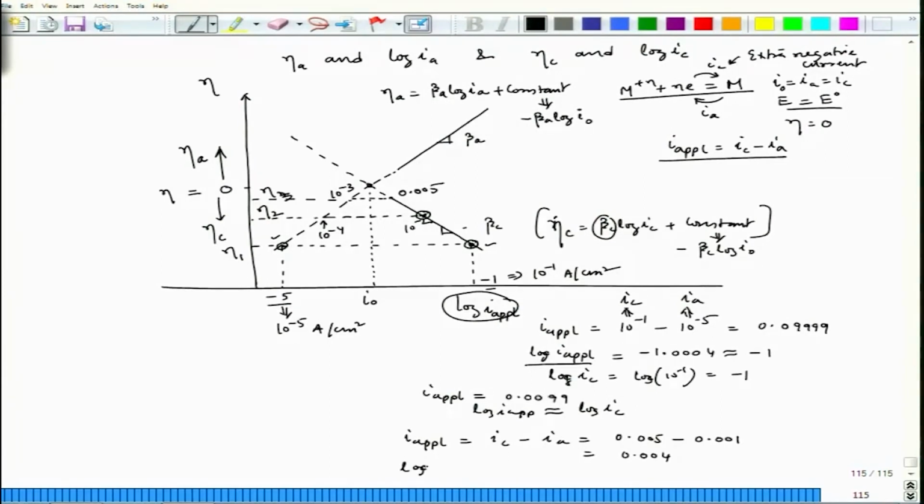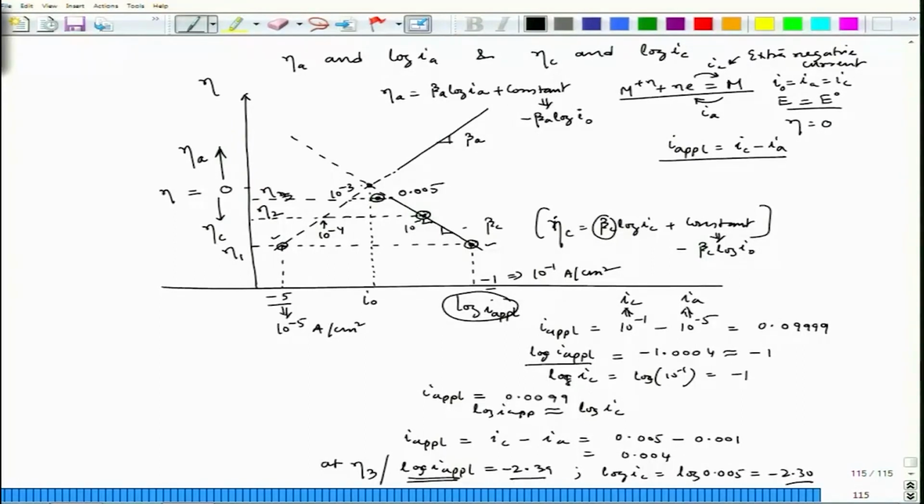So, log I applied equal to minus 2.39, whereas log IC equal to log 0.005 equal to minus 2.30. So, then it is not equal, we cannot say that they are equal. So, that time we see that the log I applied, this particular point at eta 3, should be lying left to this.